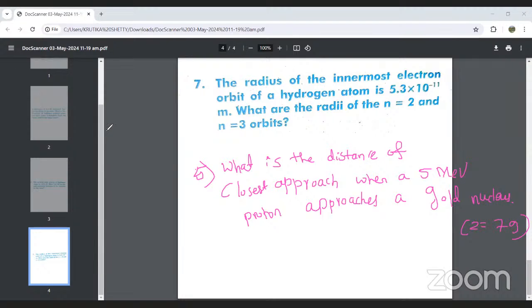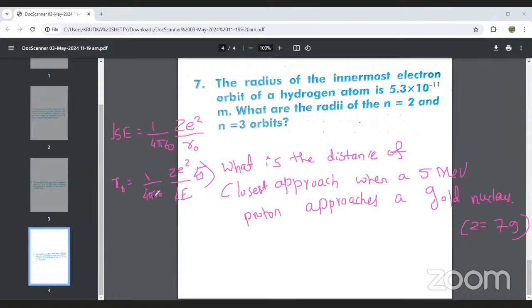So you can write the equation. I'll give you the hint here, students. The energy is equal to 1 upon 4 pi epsilon naught Z E square upon R naught. Z E is the charge of the nucleus, into E, so Z E square. So you can calculate the R naught value. R naught is equal to 1 upon 4 pi epsilon naught Z E square upon the kinetic energy.